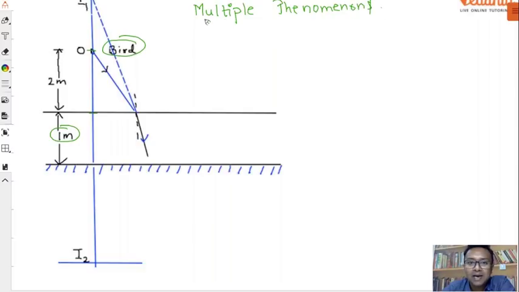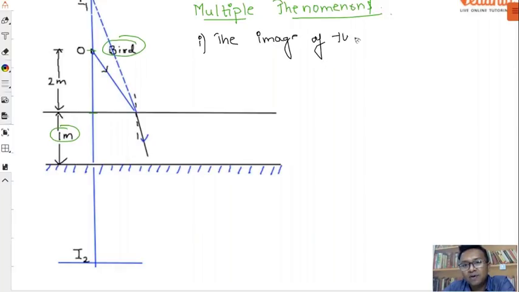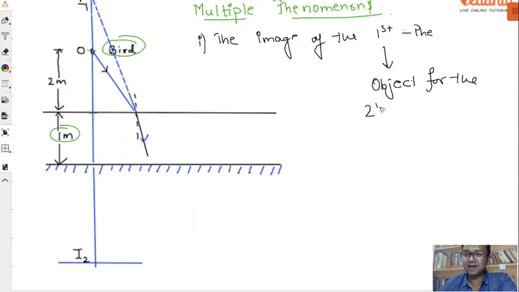Now, when we have got multiple phenomena taking place, the idea that you need to remember is the image of the first phenomenon acts as the object for the second phenomenon. That's a basic concept that you need to remember. When you have multiple phenomena involved in a question, the image of the first phenomenon will act as the object for the second phenomenon.